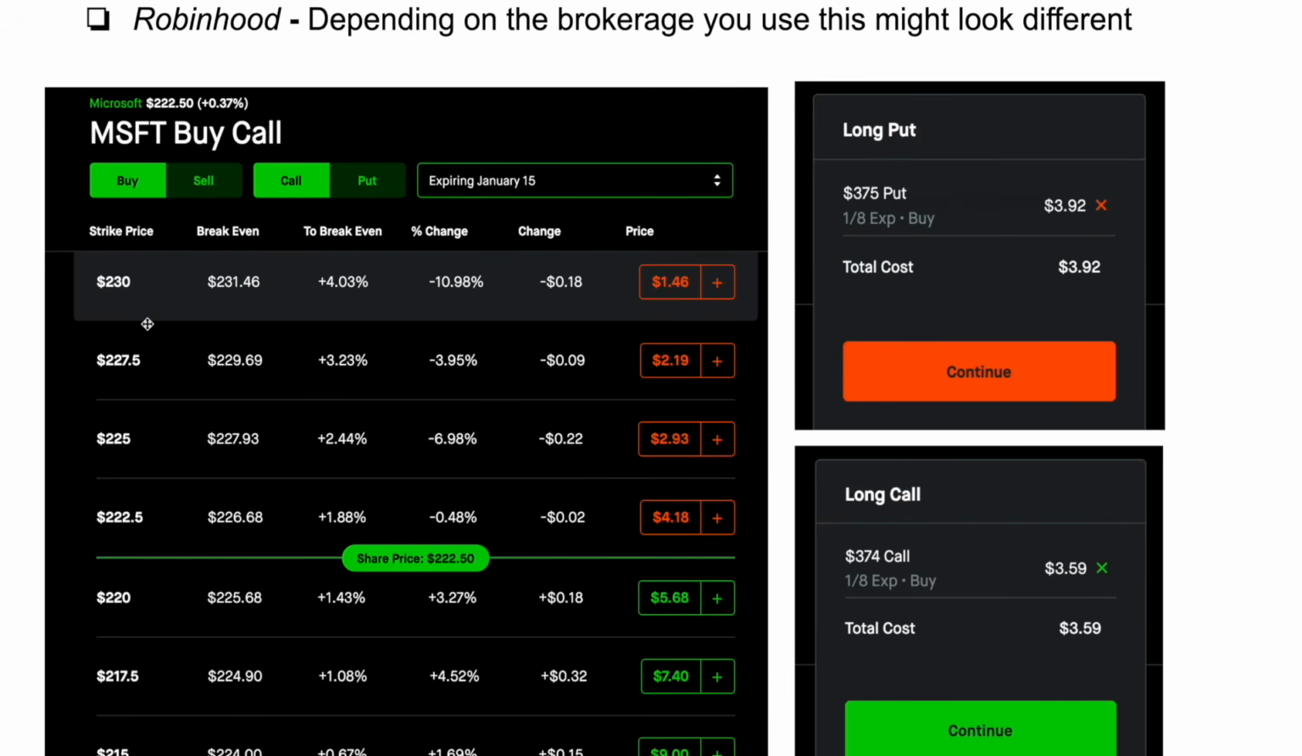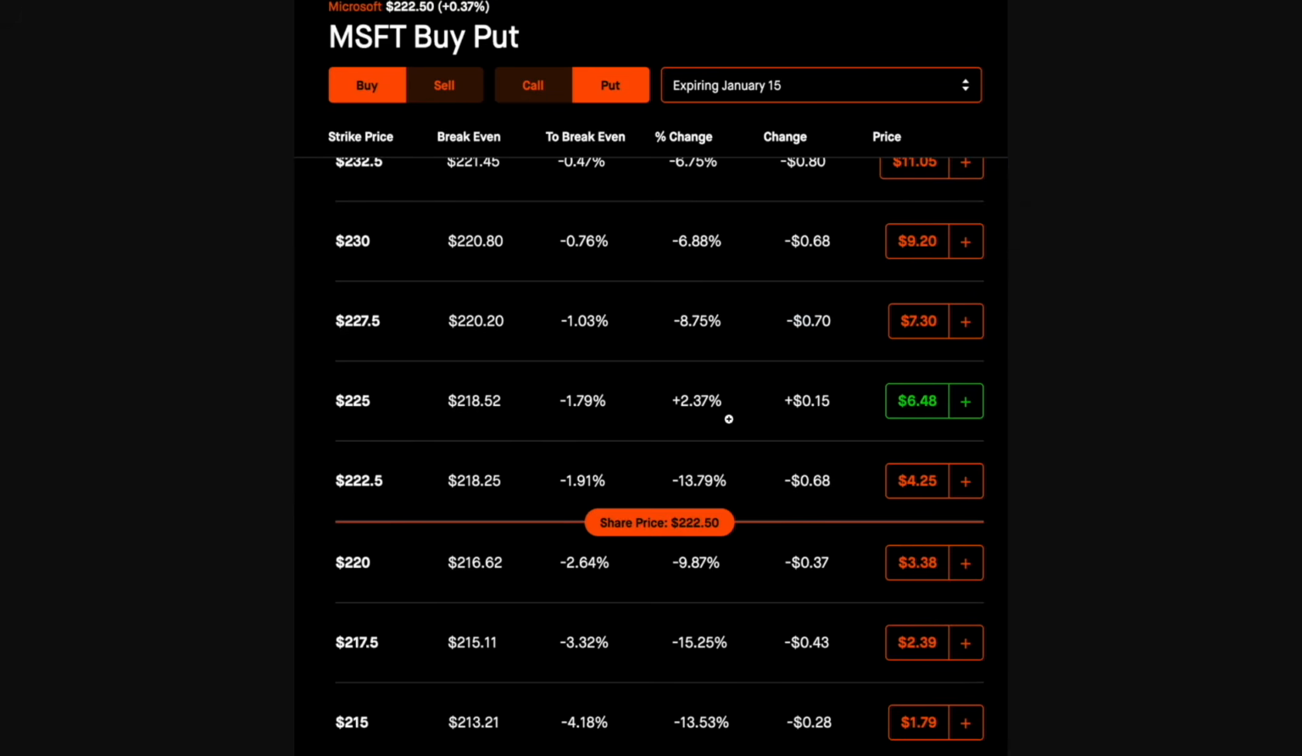But what if we want to buy a put? Again, a put, you think the price is going to go down. So an in the money contract for a put is going to be on this side. It's going to be anything above the 222.50. And then anything below the 222.50 is out of the money. So in the money, out of the money.